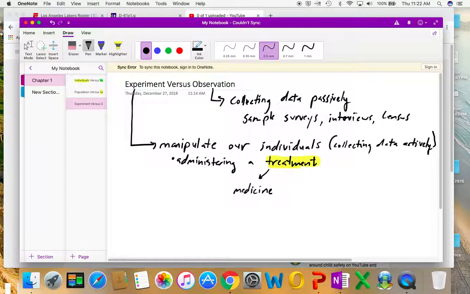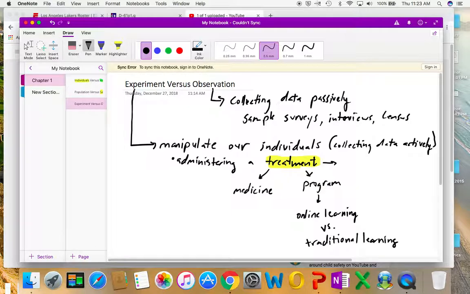But sometimes treatment can be given in the form of, we'll say, a program. Let me elaborate on that program first. If I wanted to study the effects of, we'll say, online learning versus traditional learning, traditional like in class learning. This would not be an observation. This would be an experiment if I wanted to study that.